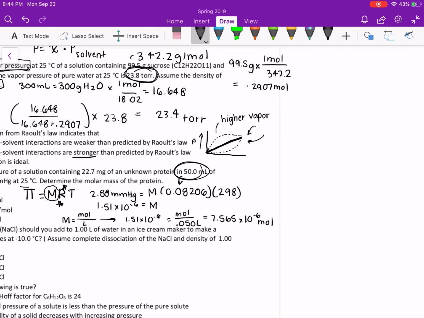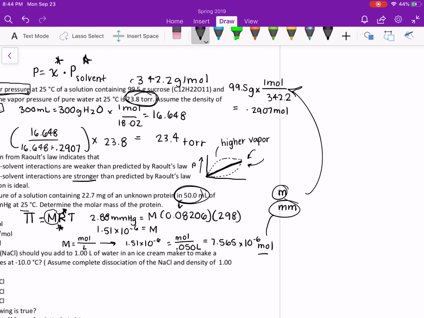So I'm just going to move over here for a second. So when I do that, I know that moles is just equal to mass over molar mass, right? That's how I find moles, is dividing whatever mass I have by the molar mass. We did it up here. So that's just a way to synthesize it. So 7.565 times 10 to the negative 6 moles equals the mass that I have, which is 22.7 milligrams, over molar mass. So when I convert 22.7 milligrams to grams, it is 0.0227 grams.